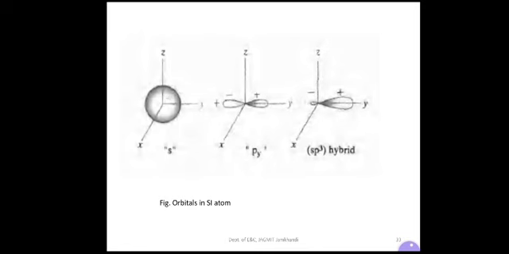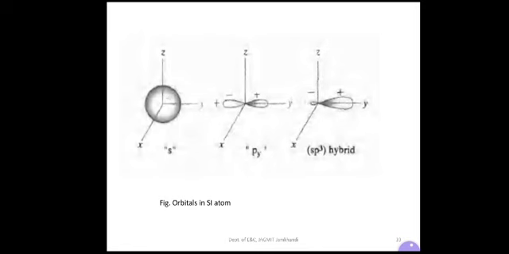So these linear combinations of atomic orbitals, that is LCAO, or hybridized sp3 orbitals, point symmetrically in space along four tetrahedral directions.